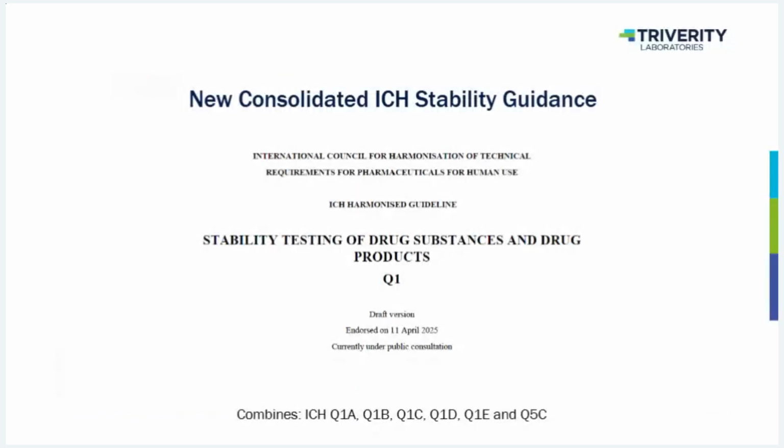This is the new guidance for ICH. It's stability testing of drug substances and drug products. And again, it combines most of the stability guidance currently in the ICH. It was published on April 11th last year, so almost exactly a year ago. And I think it is supposed to go live in November of this year. It has gone through FDA and I think EMA public comment, so we should see adoption by both of those in the coming year as well.